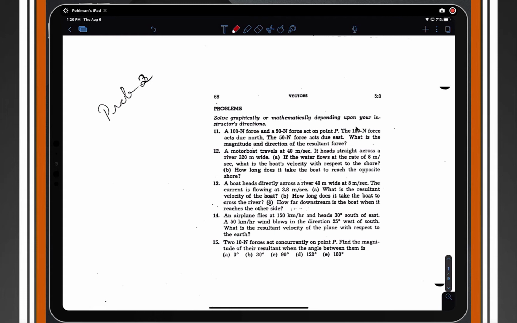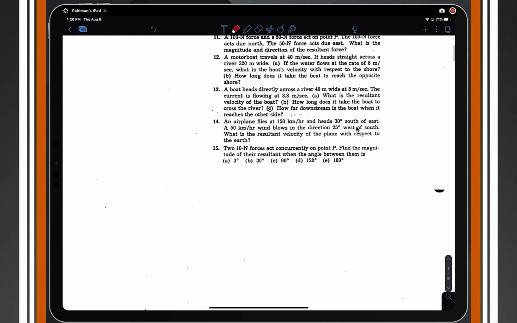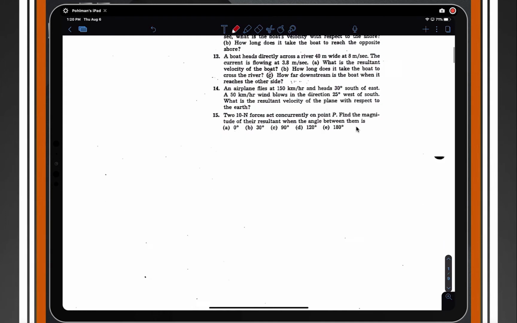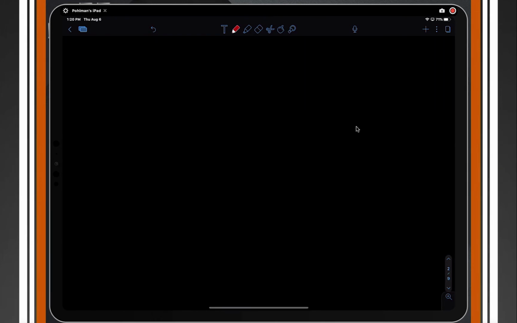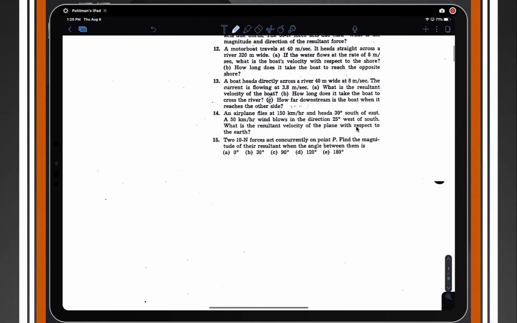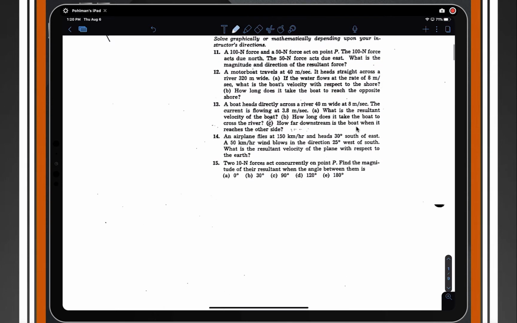All right, so question 12, it says a boat is traveling at 40 meters per second straight across a river. So what we're going to set up for number 12 is you have your boat and it's going to go across the river like this at 40 meters per second. The second part of this, it heads straight across the river and it has a distance of 130 meters.